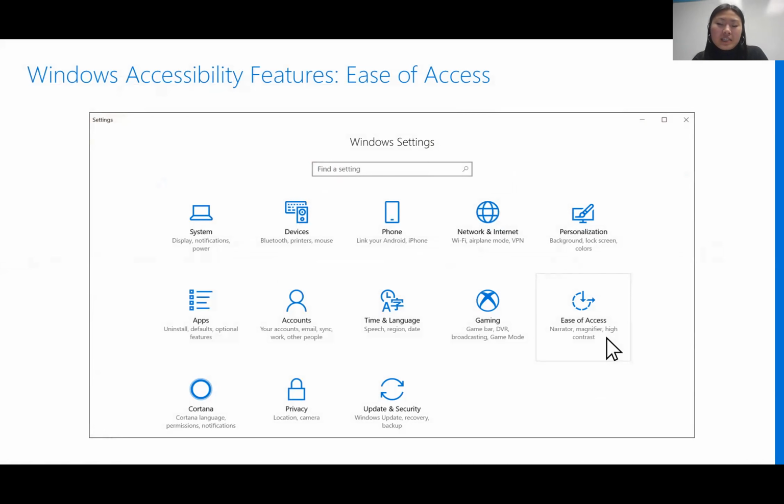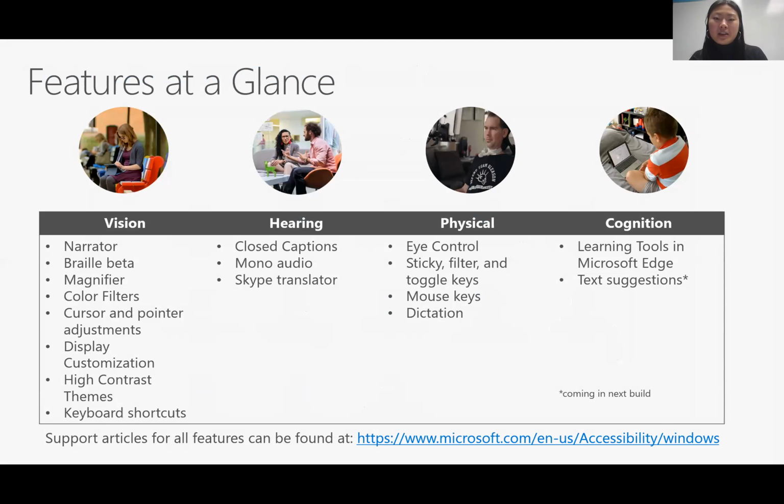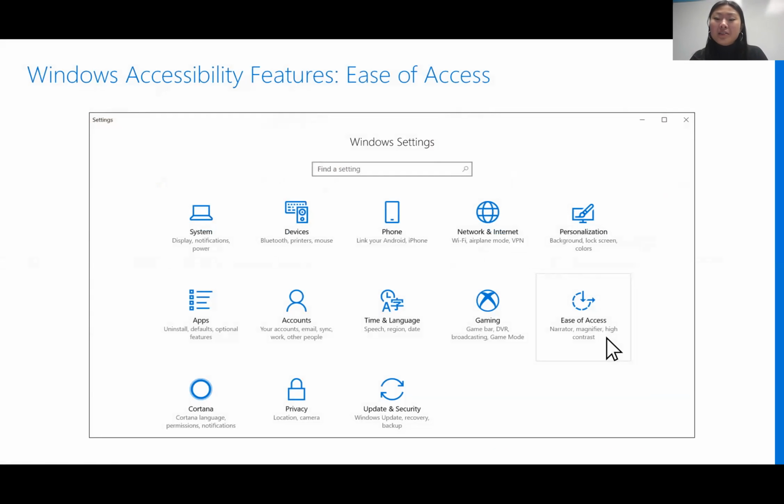A lot of the time, the big question that I get is, great, Justine, you got all these features, but how can I find them? And I'm going to refer you to the ease of access settings under the general Windows settings. A lot of our accessibility features and settings sit there, so it's a great place to go. And that's also an area that we've made a lot of investments in.